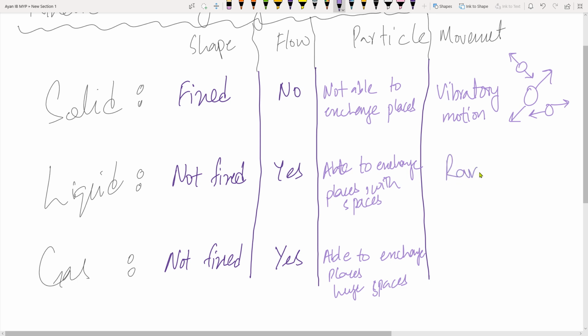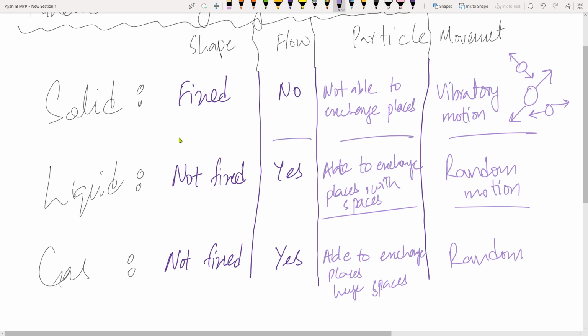Okay, random motion we call it, right? Because we cannot classify that. That's going to be random motion, right? In this case, the movement is going to be restricted, right? But it is going to be random, right? It is going to move. The particles are able to exchange their places, okay?